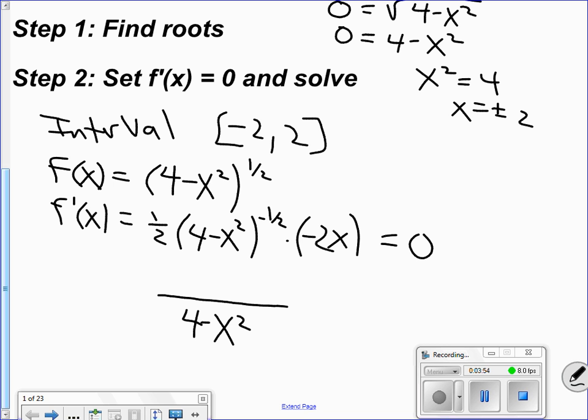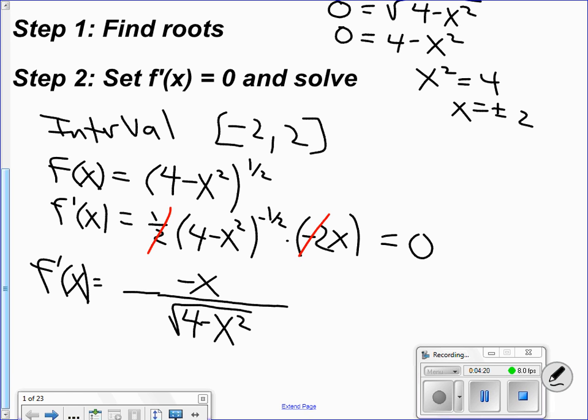So you have 4 minus x squared. You said radical? Okay. Okay, so the numerator is just going to be negative x because the half and the 2 cancel. Okay, so here's the derivative.